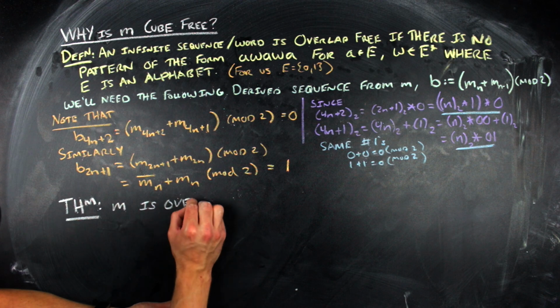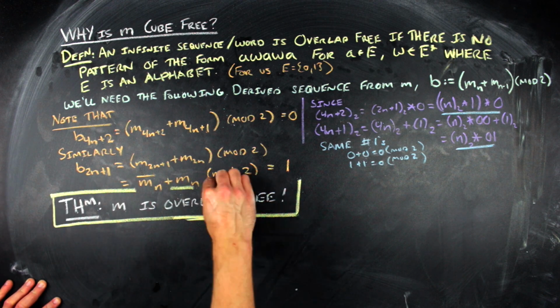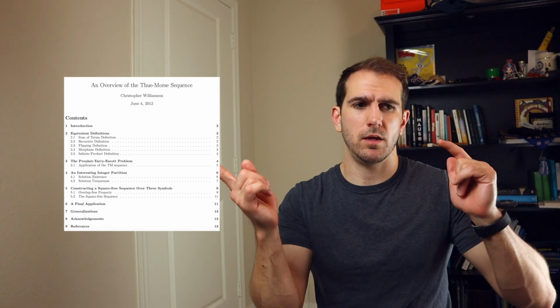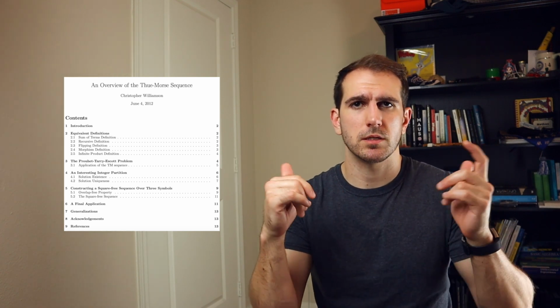So the main theorem of this video, which is going to run most of the other applications, is that M is an overlap-free infinite binary sequence. The proof that I'll go through in this video is a little bit different than Thue's original proof that M is a cube-free sequence. The one that I'll provide comes from Christopher Williams' overview document on the subject. But as always, all of my resources are linked or cited in the description below.